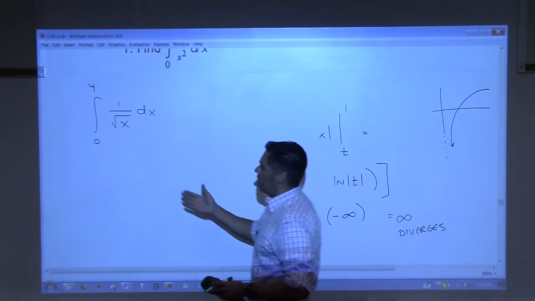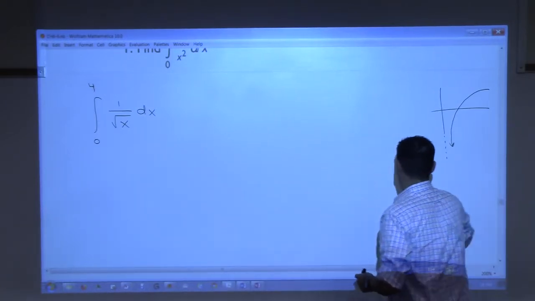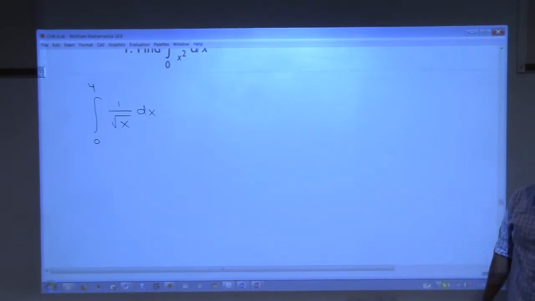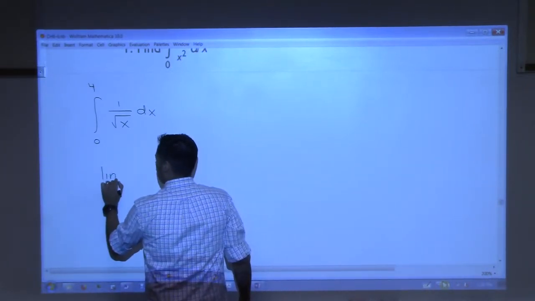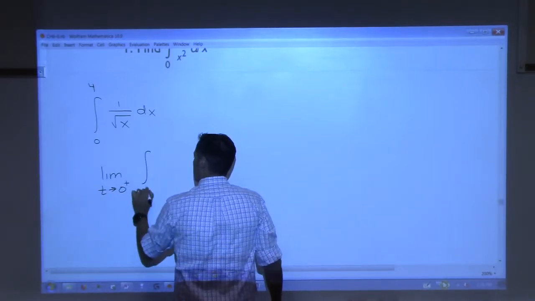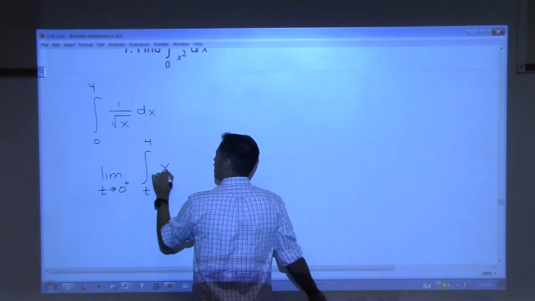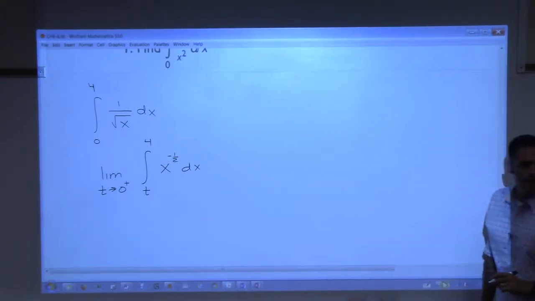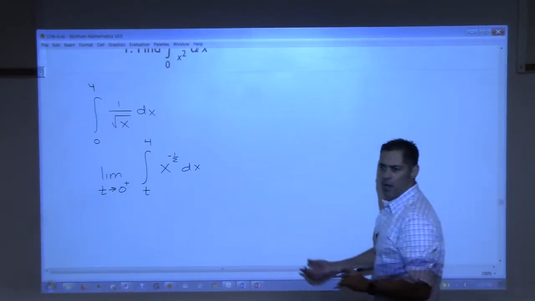We just need to check to see whether or not we have a discontinuity. So do you see we have a discontinuity? It's at 0 again. And so we're going to need to approach 0 from the right-hand side. So we do limit t approaches 0 from the right of the integral t to 4. And then we're going to need to integrate this, right? This is x to the negative 1/2. It's 1 over root x. Yeah? I'm just getting ready for the power rule, right?